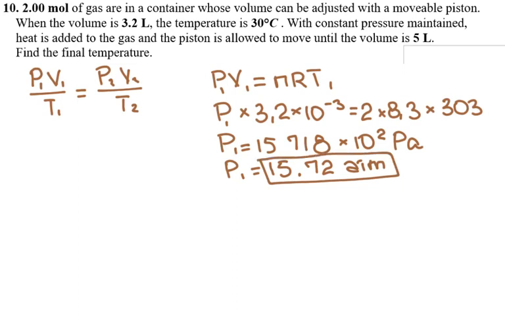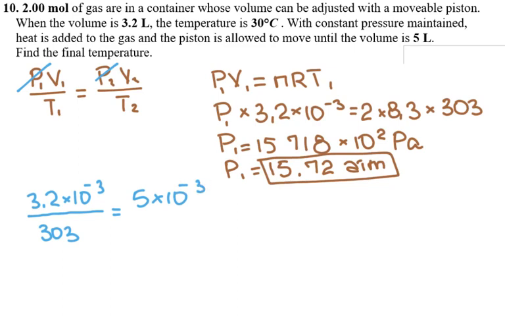Because they say the pressure stays constant, I can actually cancel it. You didn't even need that part. So I have V1 is 3.2 times 10 to the negative 3, and the temperature is 303, and V2 is 5 liters, so 5 times 10 to the negative 3, and I'm looking for the second temperature.